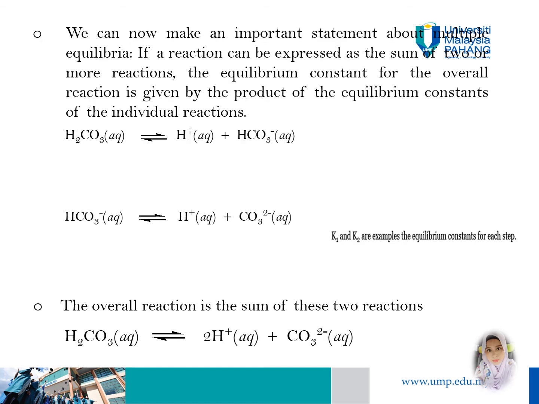So if a reaction can be expressed as the sum of two or more reactions, the equilibrium constant for the overall reaction is given by the product of the equilibrium constants of the individual reactions. For example, we have a diprotic acid H2A, which has 2 moles of hydrogen. When it dissolves in water, the mixture will contain H2A, HA minus, and A2 minus. For example, H2A dissociates to give HA minus and H plus.